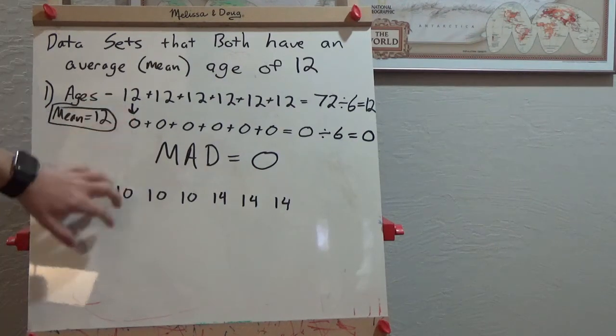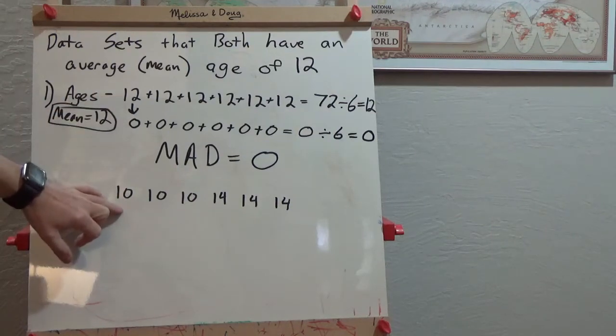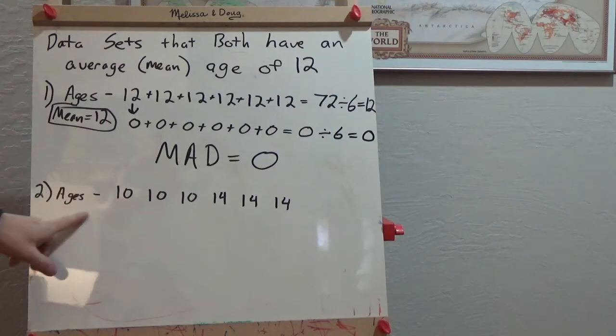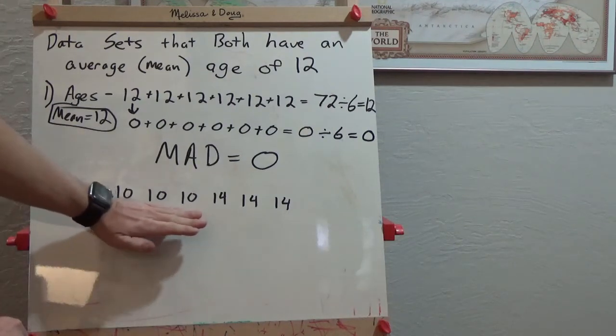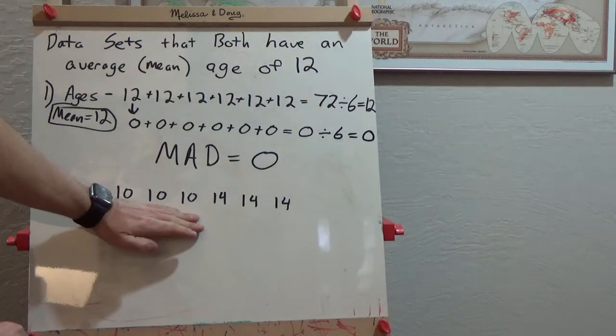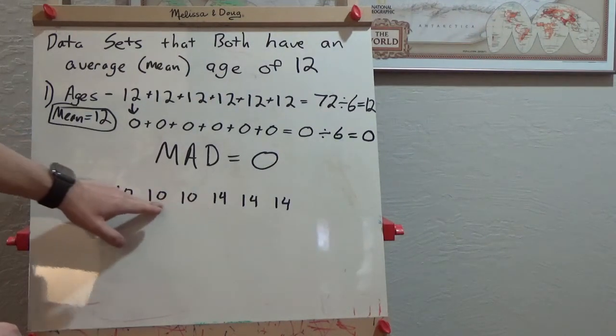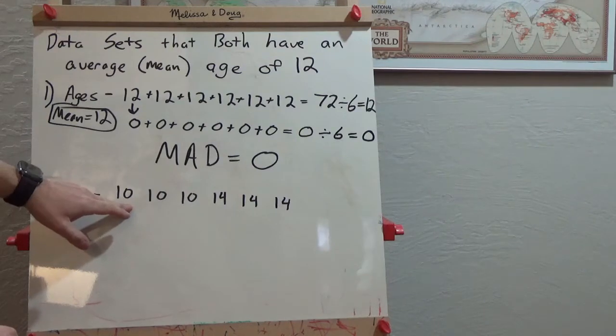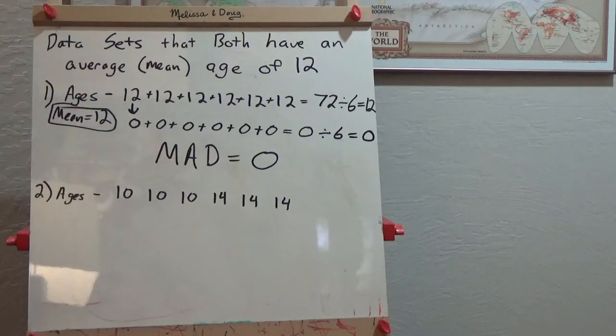Now if I just asked you based on looking at these two data sets, most likely you're going to be able to tell me that this second one is going to have a higher mean absolute deviation, just because of the fact that yes, we have an average of 12, but we have these students that would be 10 years old and these students that would be 14 years old.